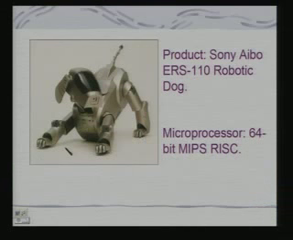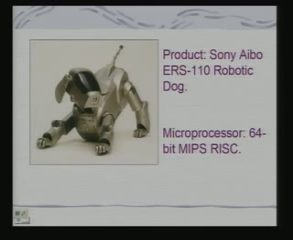This is a Sony Aibo robotic dog, and it was a very popular pet in Japan. Just note it here, this is the most complex microprocessor or microcontroller that we have seen so far. It uses a 64-bit MIPS processor. Why? Because it has to handle a number of complex tasks. It has to coordinate its motions. That means it needs to control the manipulator. It needs to do sensing. It also needs to communicate, because it also has the communication facility.